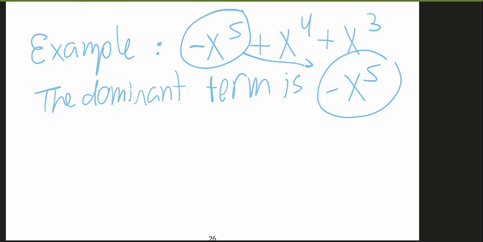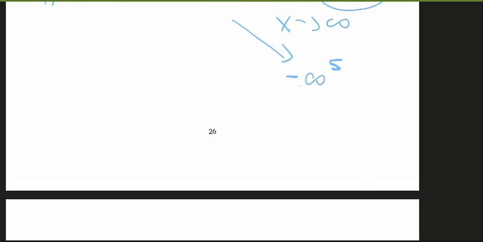So what happens as x goes to infinity? As x goes to infinity, you get negative infinity to the fifth. And we have already said, what is infinity basically? It's negative 1 with a whole bunch of zeros, to the power of 5. So that's going to be negative 1 with a whole bunch of zeros. And that's going to be negative infinity.